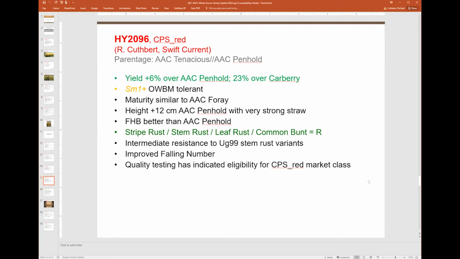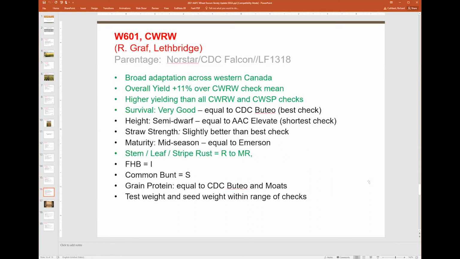Has improved falling number, and the quality's been in line for CPS Red. So let's see what happens with registration. A new line from Rob Graff out of Lethbridge, W601. Broad adaptation. I think Rob is pretty excited about this one. Overall yield has been 11% over the red winter check means. Higher yielding than all the red winters and special purpose checks, and special purpose tend to be more for yield. So this seems to be blowing the socks off them.